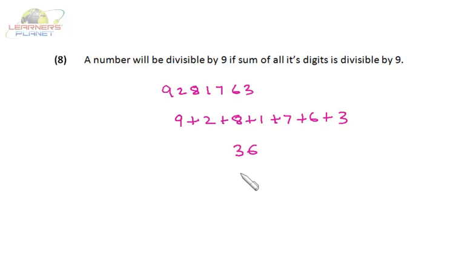Further we can repeat the process. It's 3 plus 6, so what I'll be getting is 9. Now 9 is definitely divisible by 9. Hence the complete number will be divisible by 9. So I hope you are clear with the divisibility rule of 9.